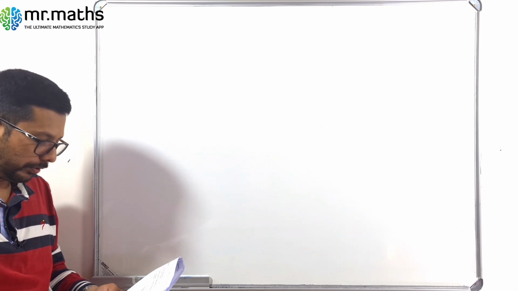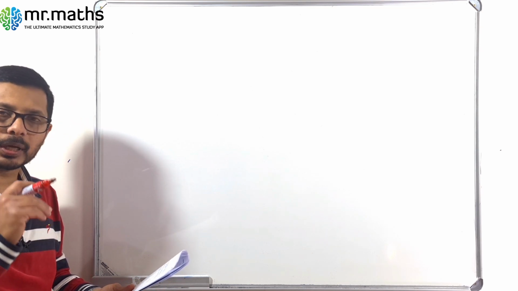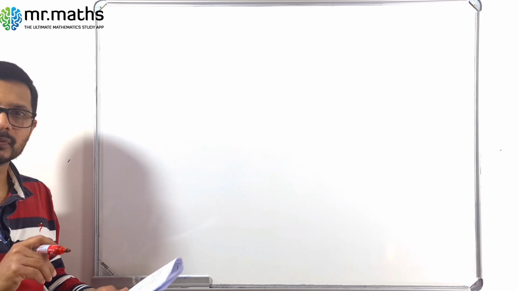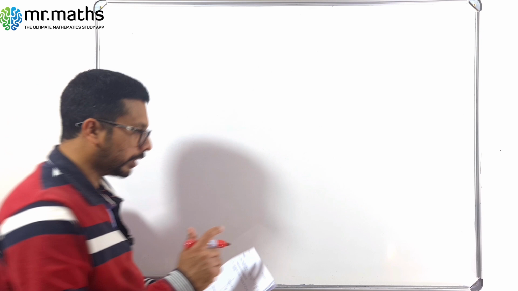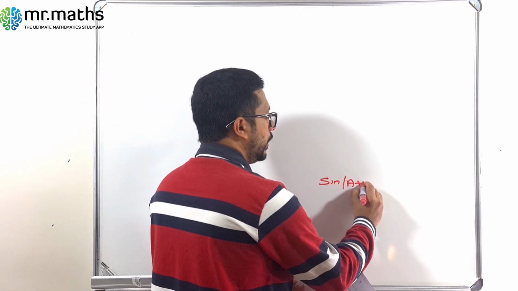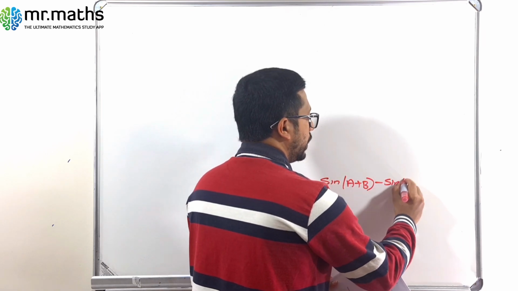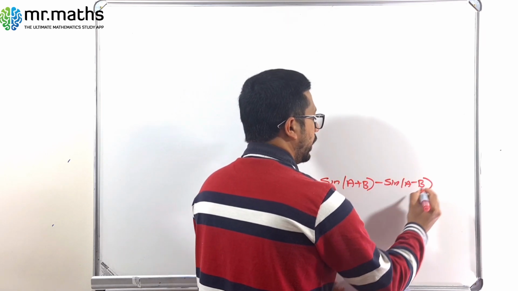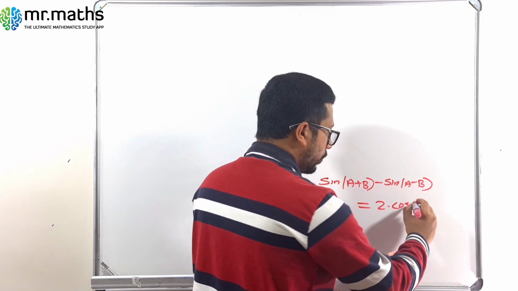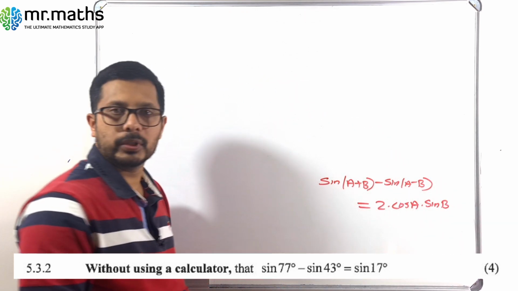Next question, 5.3.2. So here don't forget that this is a part of question number 5.3. Okay, 5.3.1 we already did. This is 5.3.2. Okay, so now look at this one. We already proved that sine of a plus b minus sine of a minus b, and what is the answer? 2 into cos a sine b. We already proved in the previous question.